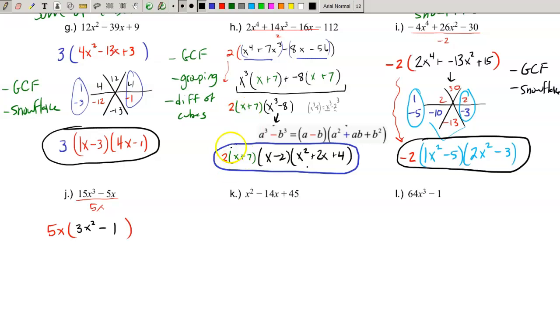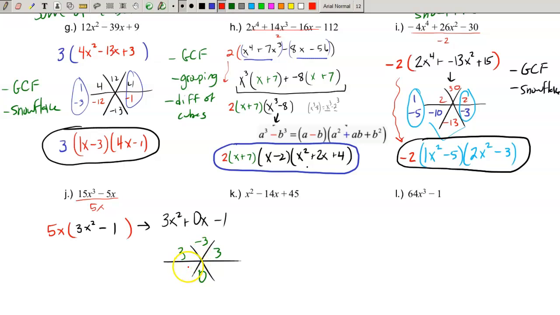And you can't. Now, if you're asking the question like, well, how do you know you're done there? I mean, you could try to snowflake that. Here's what it would look like. 3x squared. There is no middle term. So 0x minus 1. If I try to snowflake that, my a term is 3 and 3. My a times c is negative 3. My middle term is 0.